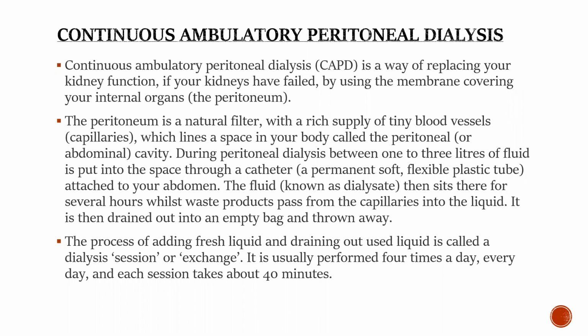Continuous ambulatory peritoneal dialysis. Now, this is the method of artificially removing the waste fluid and poisons from the body using our own abdominal membrane, that is peritoneum. Now, peritoneum is a natural filter which is richly supplied with tiny blood vessels and it lines the space of our body known as peritoneal cavity, or we can say abdominal cavity as well.